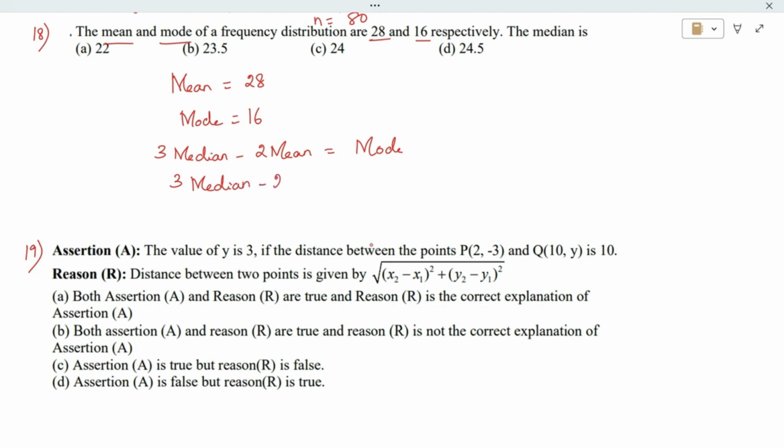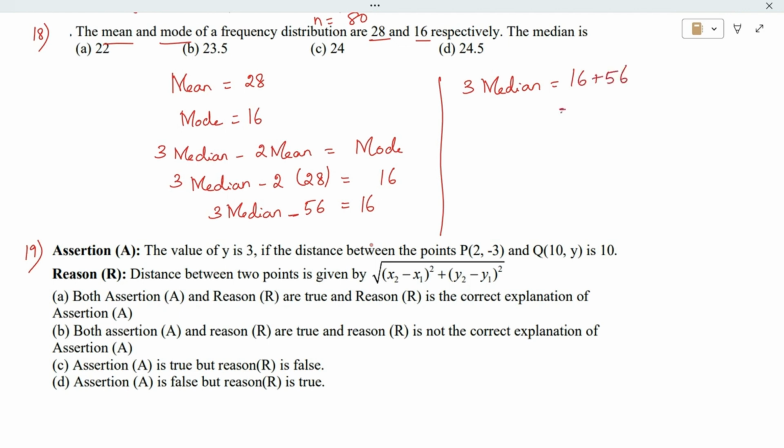So 3 median minus 2 times 28. So I'm substituting here, equal to mode, which is 16. So 3 median minus, what is 2 times 28? It is going to be 56, isn't it? That is equal to 16. Now I am transposing 56 to the other side. So I will get 3 median is equal to 16 plus 56, which is going to be 72. So 3 median is 72. If I transpose 3 to the other side, what will I get? It is 72 by 3, which is going to be 24, isn't it? So your answer is option C.